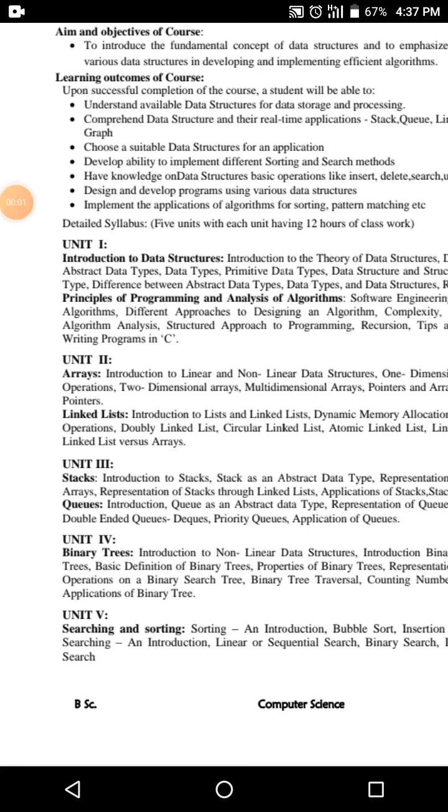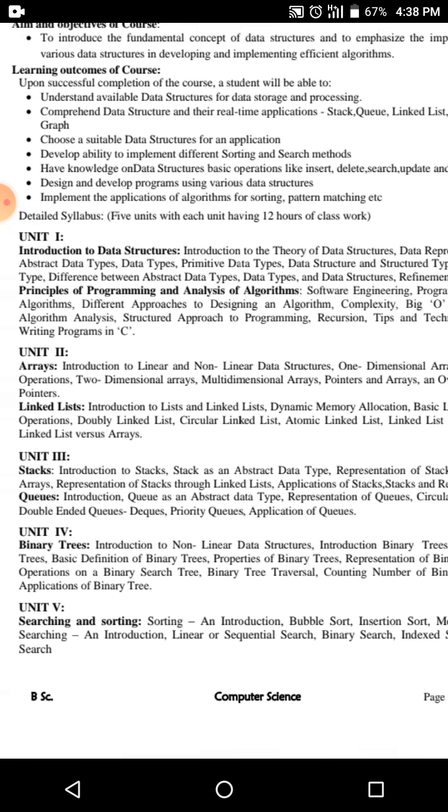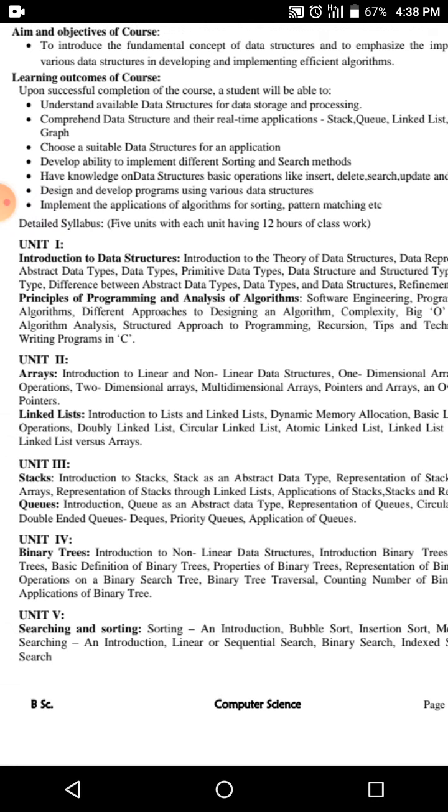Now we will start our second semester computer paper, data structures using C programming language. Look at the syllabus I have shown here. In the first unit we will see the introduction part of data structures. What is the data structure, what are the types here, and the next part, principles of programming and analysis of algorithm. So what is the analysis of programming and algorithm, what is the complexity of algorithm, and how to write the program using C. These will be discussed in the first unit.